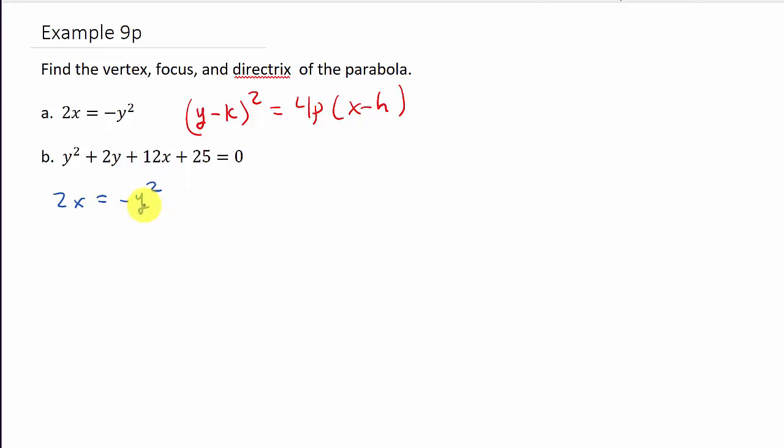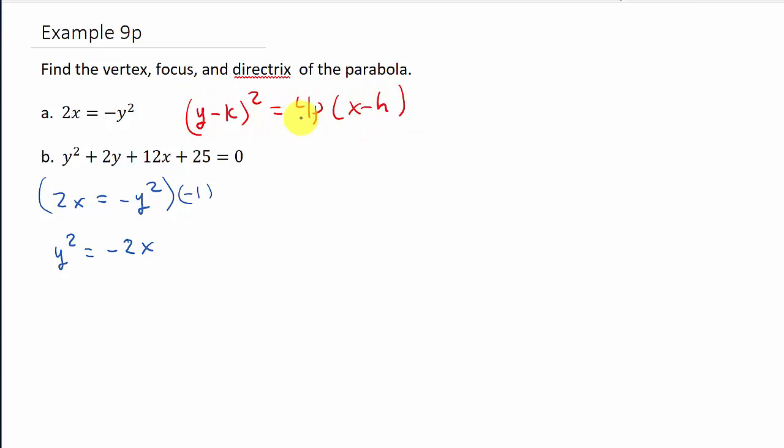Now I want to get a positive in front of the squared part, so we'll multiply by -1. That's going to give me y squared equals -2x. And notice I wrote the y squared on the left. You don't have to do that. I just like to put it on the left and make everything look like the formula here.